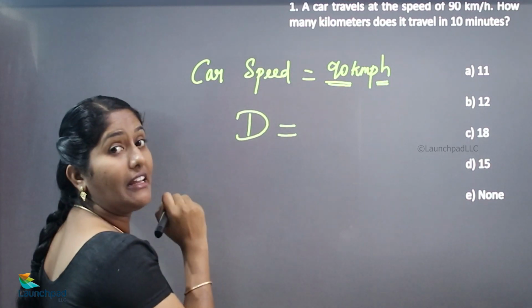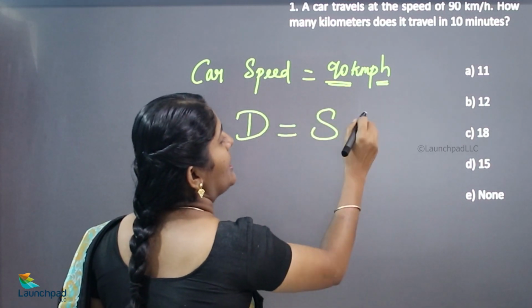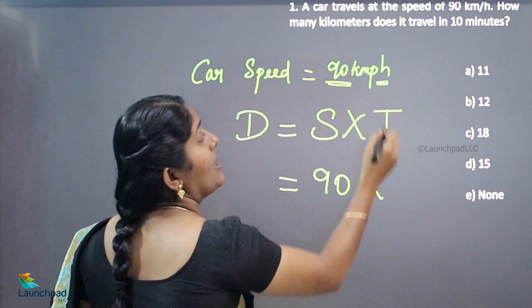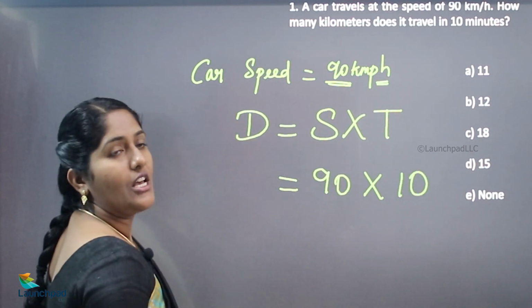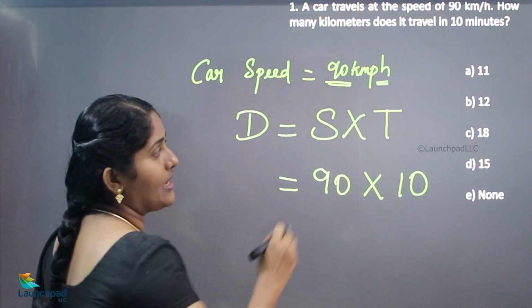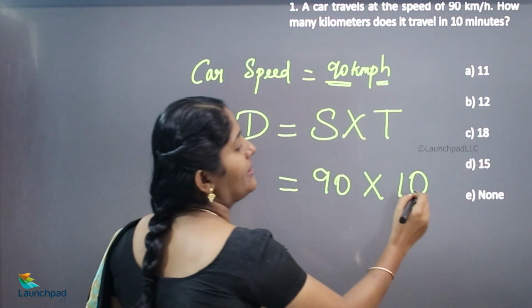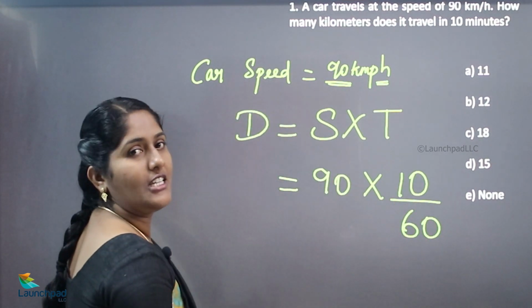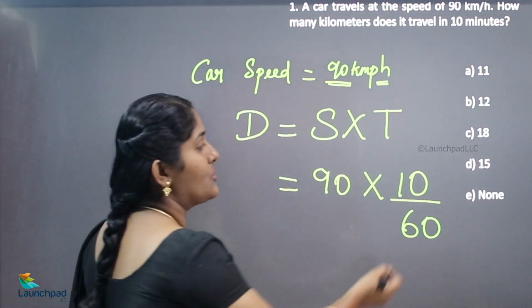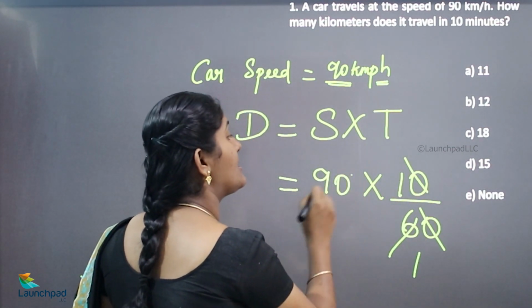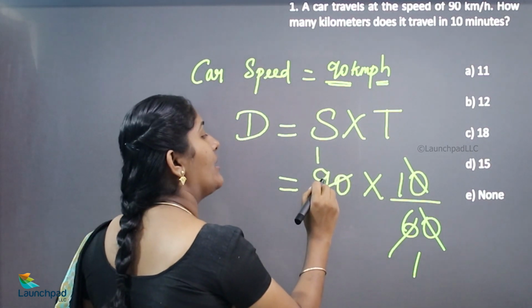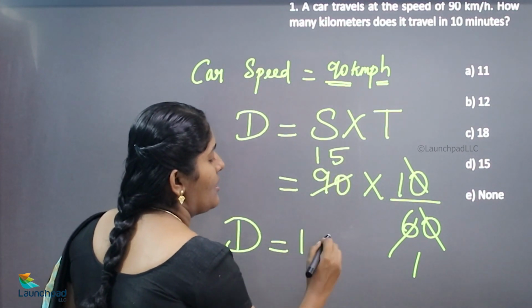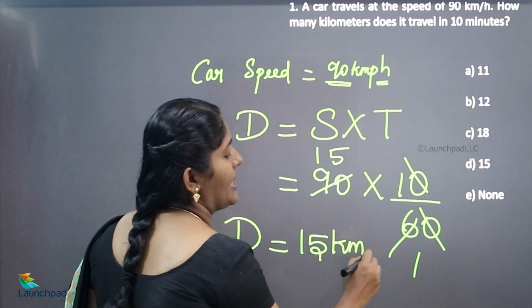What is the formula for calculating the distance? Distance is equivalent to speed into time. So what is the speed here? 90 km per hour, and what is the time taken? 10 minutes. Since the speed is in kilometer per hour, the time should be in hour format, but here it is 10 minutes. We want to convert this into hours, so by dividing by 60, it will be converted into hours. So 90 into 1 by 6. The car covers 15 km in 10 minutes.